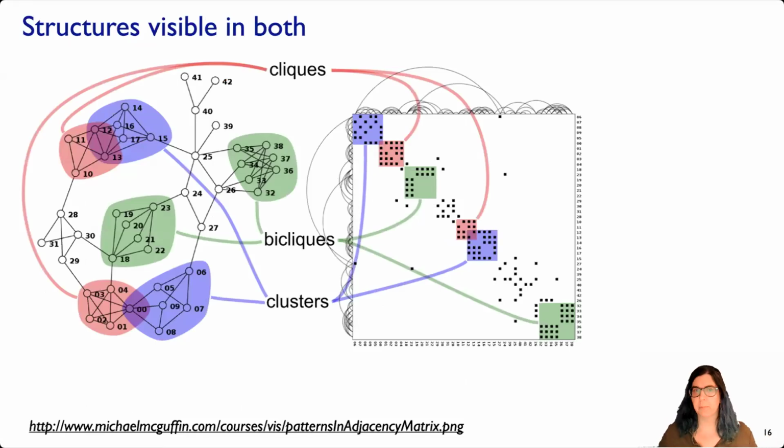Some structures are visible in both. Things like cliques, where things are fully connected to each other. If you use appropriate reordering, then you can see those in these adjacency matrix views. Or bicliques, or clusters, which are kind of near cliques but not completely. So these structures can be made visible in adjacency matrix views with the correct ordering algorithm.